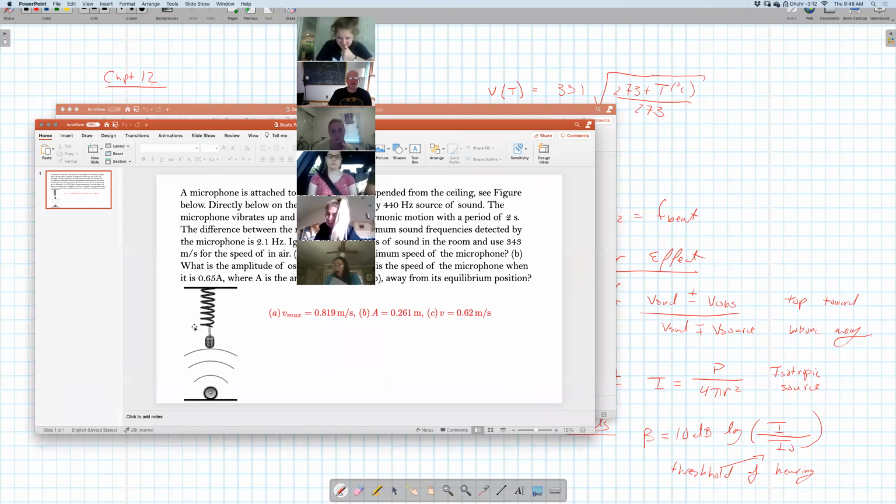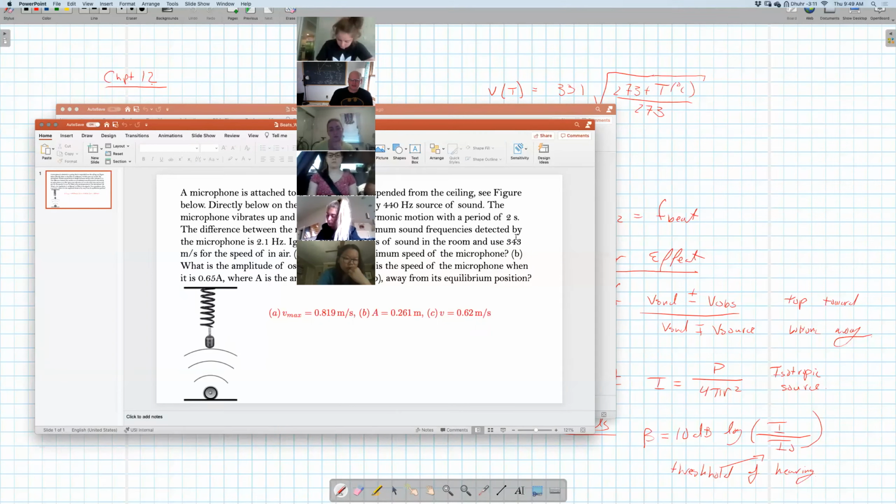This says we have a microphone attached to a spring that is suspended from the ceiling. See the figure below. Directly below on the floor is a stationary 440 hertz source of sound. That's the speaker down here. The microphone then vibrates up and down, so this is undergoing harmonic oscillation as it moves up and down, and it has a period of 2 seconds. The difference between the maximum and minimum sound frequencies, i.e. the Doppler shift, detected by the microphone is 2.1 hertz. So this is our beat frequency. This also has to do with Doppler and beat.